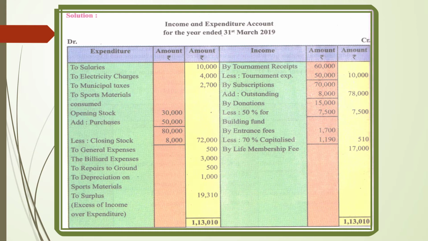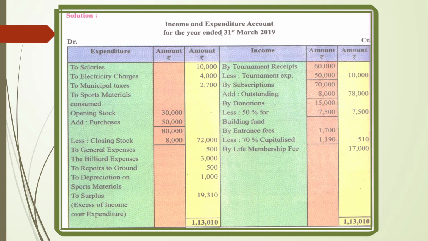So friends, let us start to solve the example. First you have to draw both the accounts, means income and expenditure account with 4 columns, that is expenditure debit rupees, income credit rupees, and also draw the balance sheet, that is liabilities rupees and assets rupees. And after that you have to make the working notes.